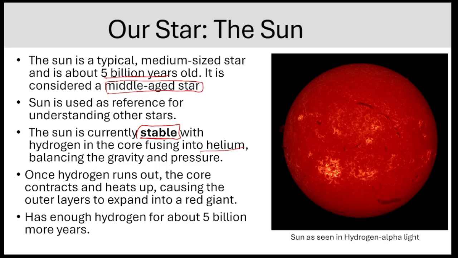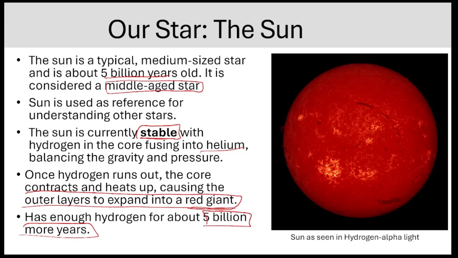Eventually, when the hydrogen runs out, the core will contract and heat up, causing the sun's outer layers to expand into a red giant. The sun still has enough hydrogen for another 5 billion years before it reaches the state of a red giant.